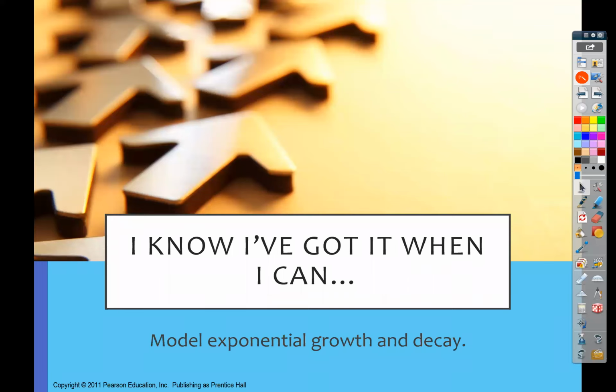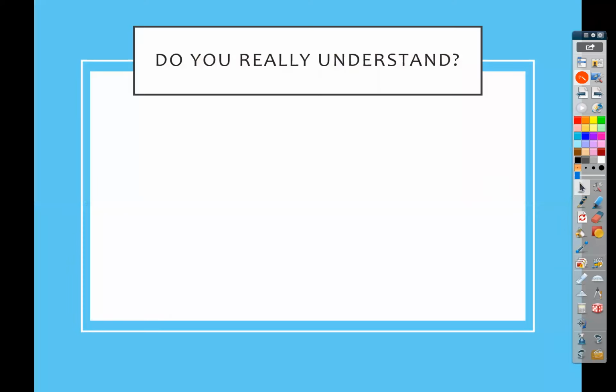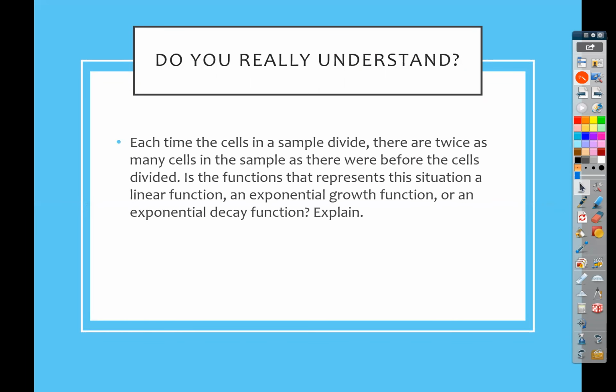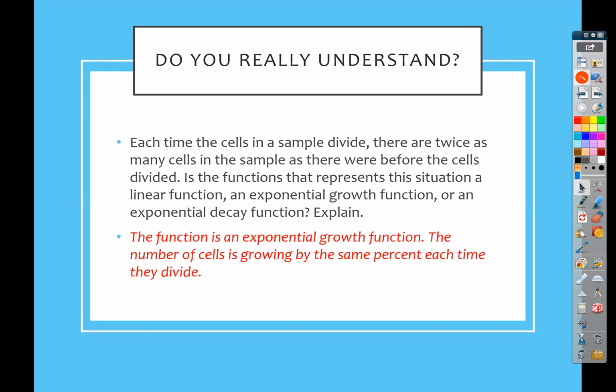So I know I've got it when I can model exponential growth and decay, but do you really understand? Each time the cells in a sample divide, there are twice as many cells in the sample as there were before the cells divided. Is the function that represents this situation a linear function, an exponential growth function, or an exponential decay function? Explain. The function is an exponential growth function because the number of cells is growing by the same percent each time they divide.